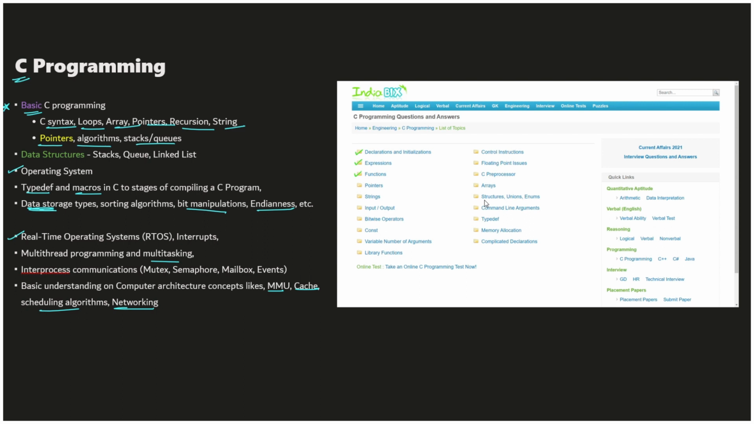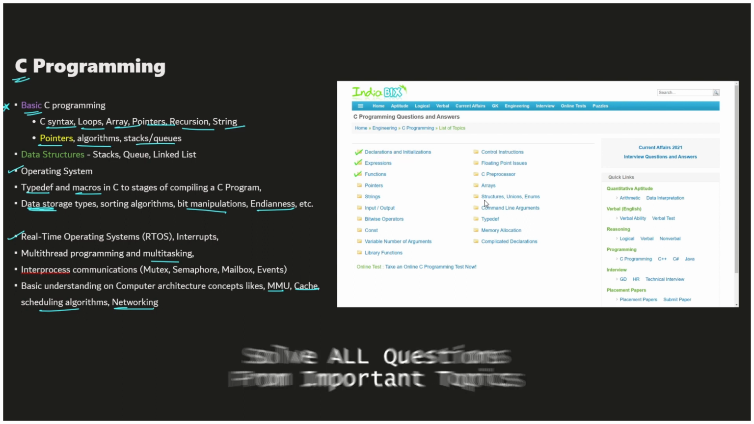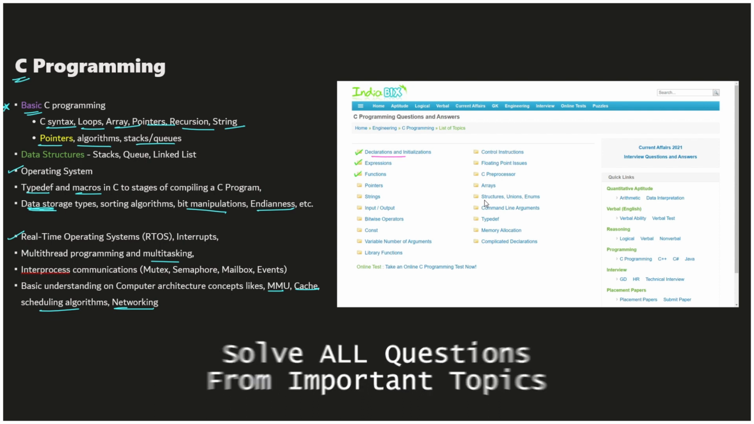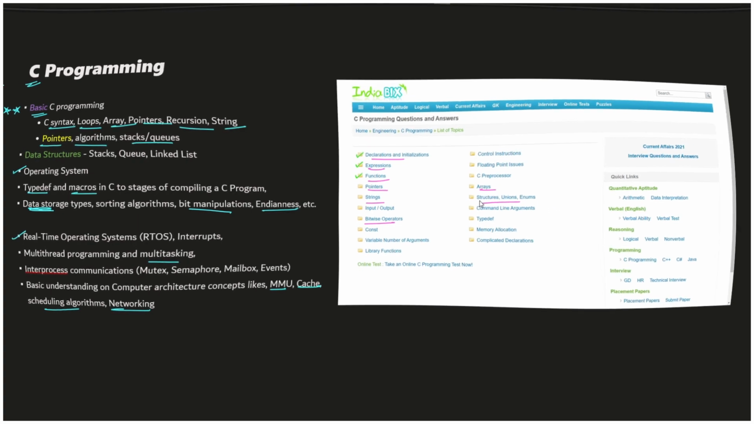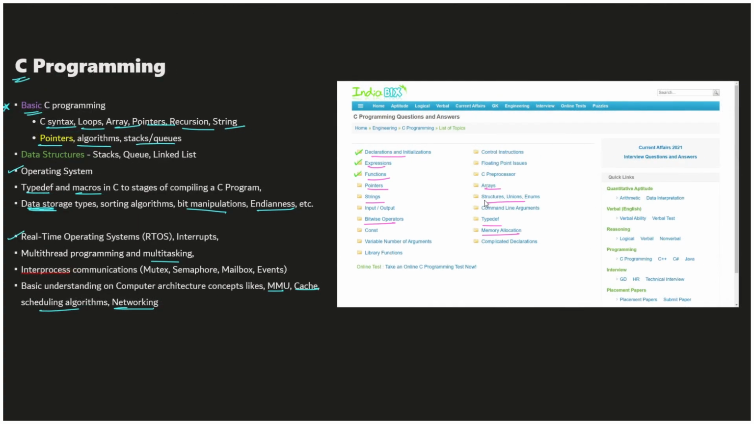And this is the Inyabix platform again that I have used. So just look into the declarations. These are some of the important topics that I have underlined. So declaration, expressions, functions, pointers, strings, and bitwise operations, arrays, structures, unions, typedef, and memory allocation. Just these should be sufficient. You need not go much deeper into the C programming as far as hardware role is concerned.